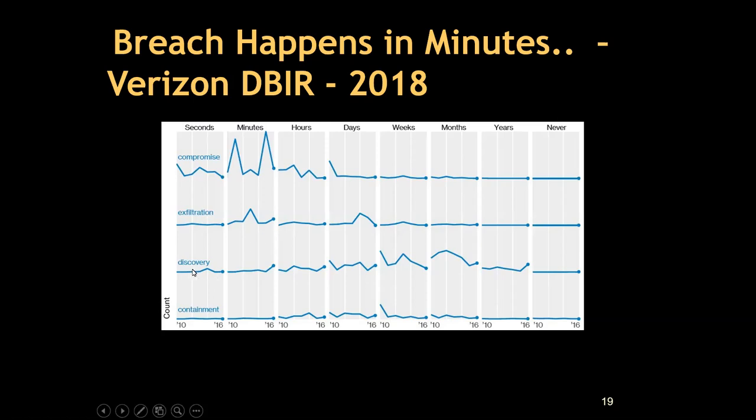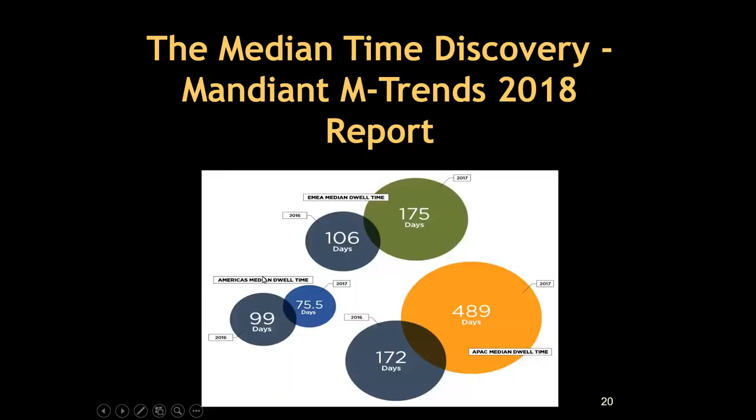And then the discovery part, that is, when does this breach get discovered? It happens in weeks or months, right? This next graph will show you. This one is showing three different territories: Americas on your left, EMEA, Europe, Middle East, and on the right, APAC.